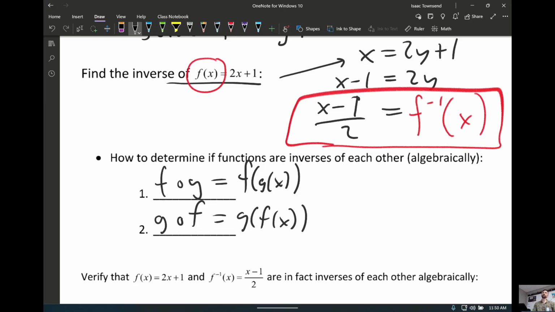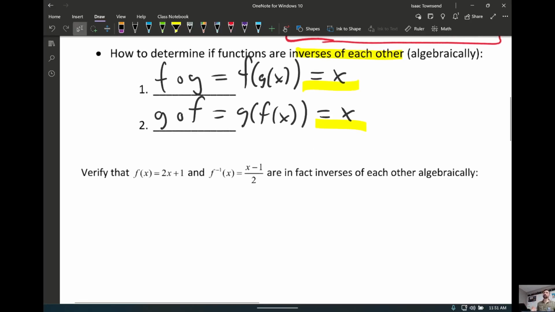So f of g looks like the word fog, but again, it's not an O, it's an open circle math symbol. It means you're going to plug function g into function f. G of f means you're going to plug f into g. And if they are really inverses of each other, both of these will simplify to be just x.